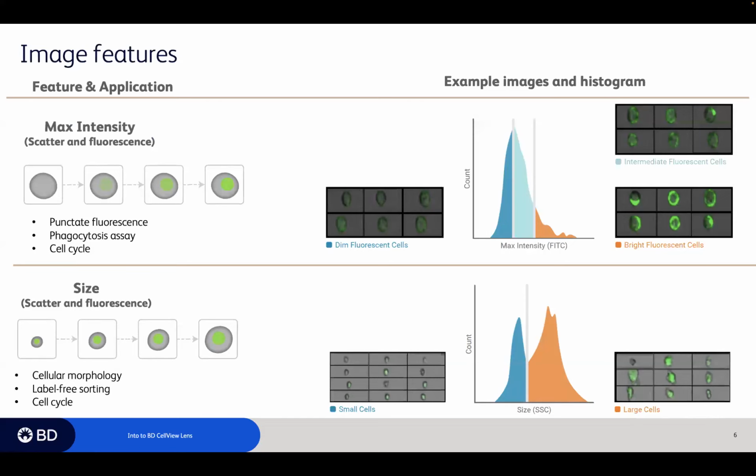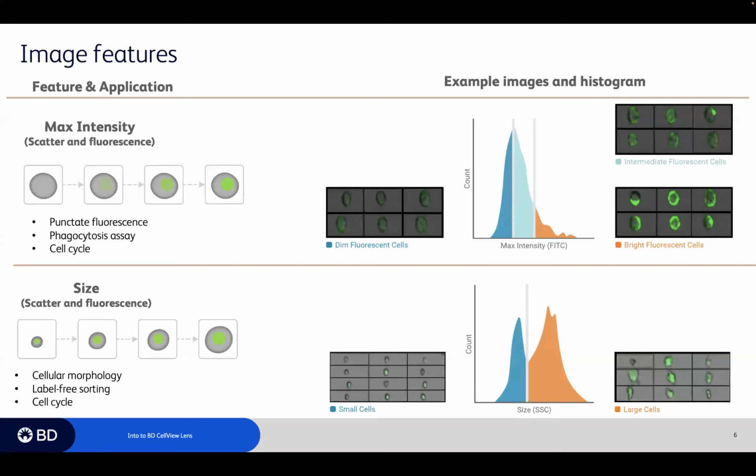We can do just the max intensity. What is the brightest portion of the signal that you're looking at? And so you can see again on this color-coded histogram, dim to middling to very bright fluorescence. Is there perhaps a particular fluorescent target that you were looking to find the cells that are brightest for? Well, then perhaps the max intensity might be of interest to you.